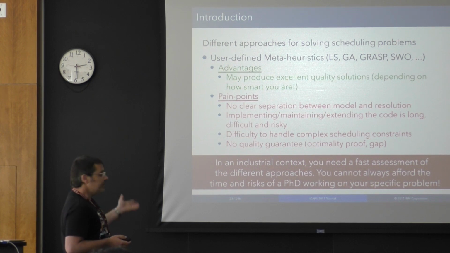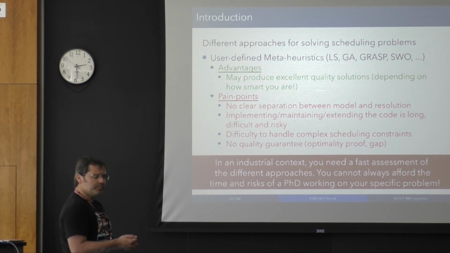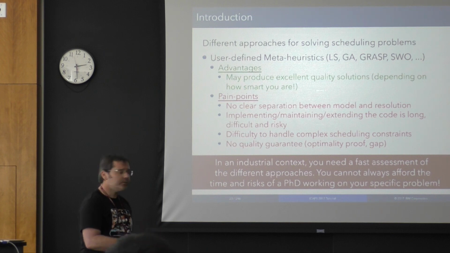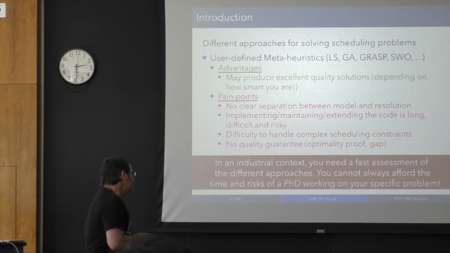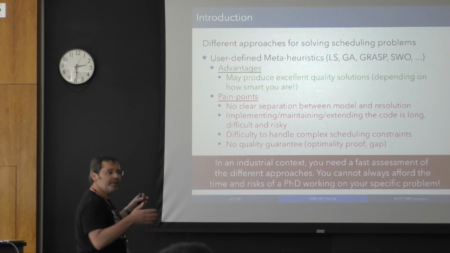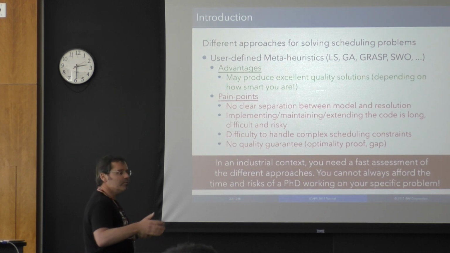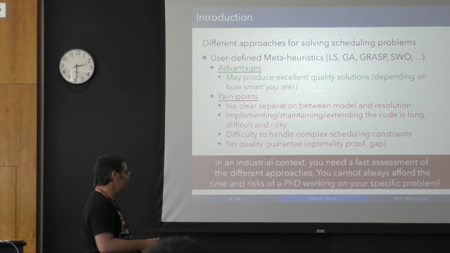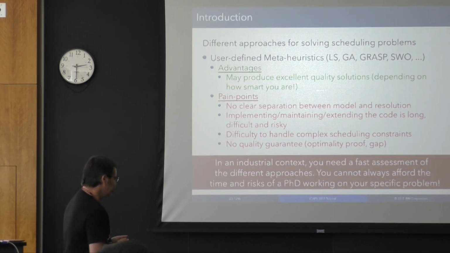And the fact is that when you're working in an industrial context, you often need a fast assessment of the different approaches to solve the problem. And as I say, you often have tight deadlines for working on the problem. So if you're working on meta-heuristics, then quite often you may need a PhD working on your problem, for instance. It can give very good results, but the company needs to have some time and to take care of some risks when doing this.